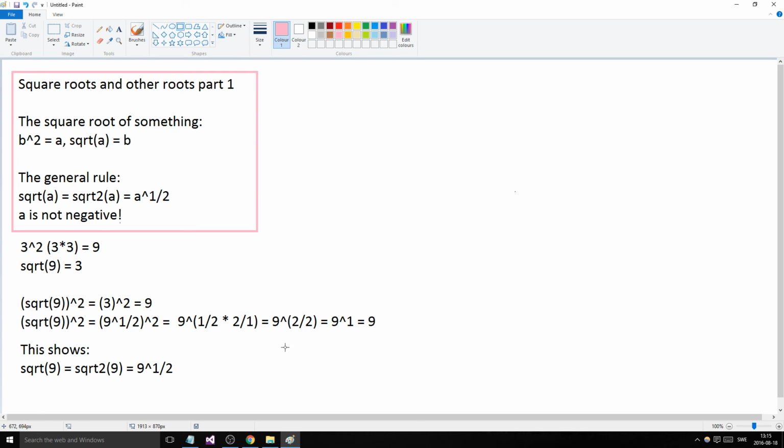I'll be making a questions video for this later too, so you can test it out and try to solve some of these problems. But yeah, I hope you learned something and what a square root actually is.